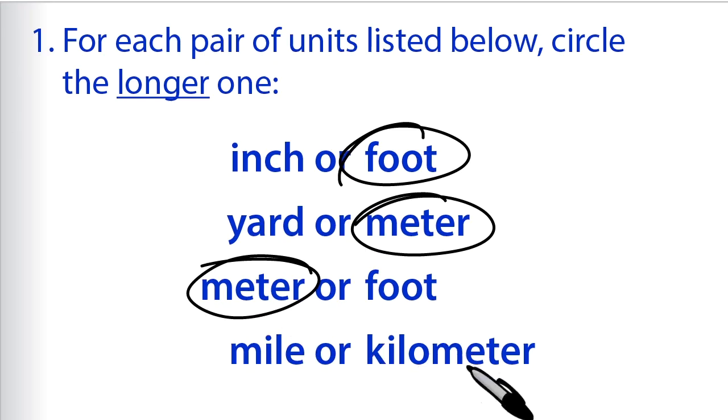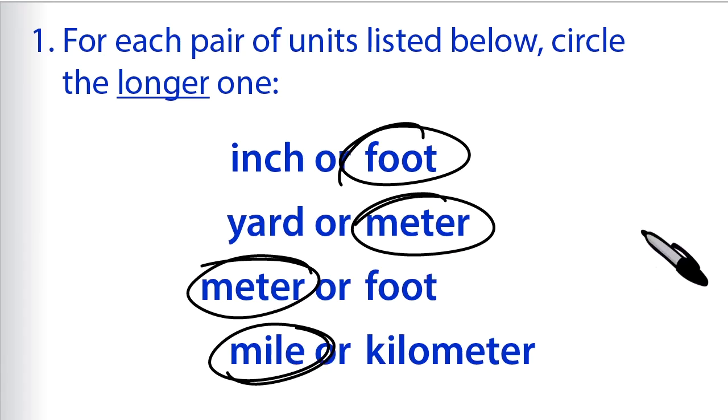Now a mile or a kilometer, this one can be a bit tricky to remember, and you'll just have to remember that a mile is longer than a kilometer. Remember, it was only 10 miles to get to the campsite instead of 16 kilometers. That's because a mile is longer than a kilometer.